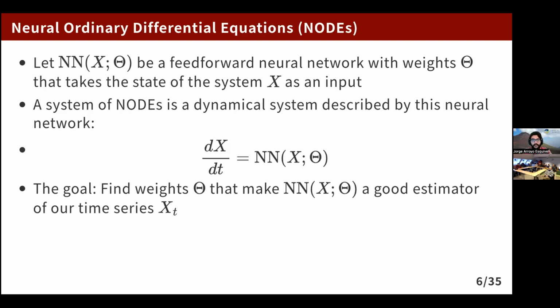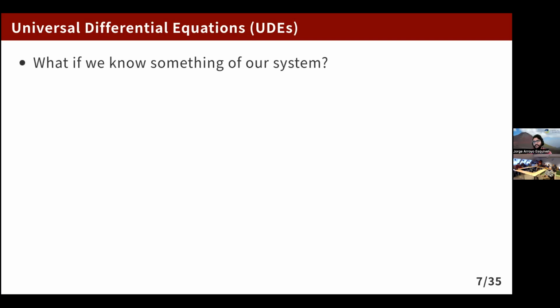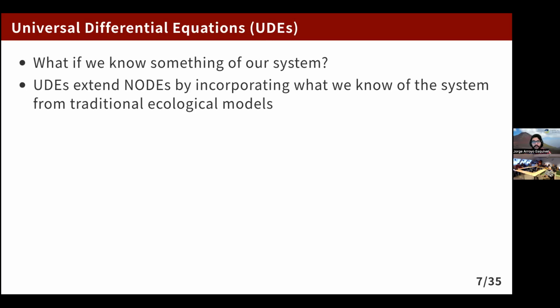And I'm also going to talk about one of the biggest expansions of NODEs that we have, which are called universal differential equations, or UDEs, in which we ask the question, what if we know something of our system, right? We have all of these simple models that we've been using to describe ecology for over a century. Why don't we just incorporate them into the neural network as well?